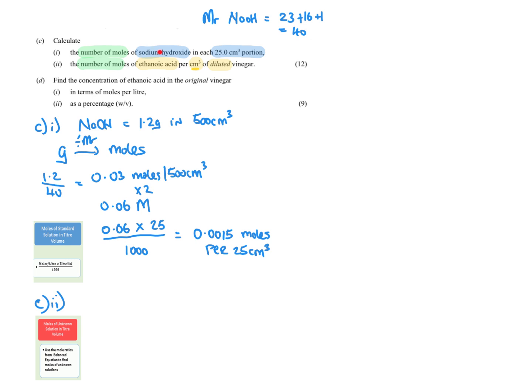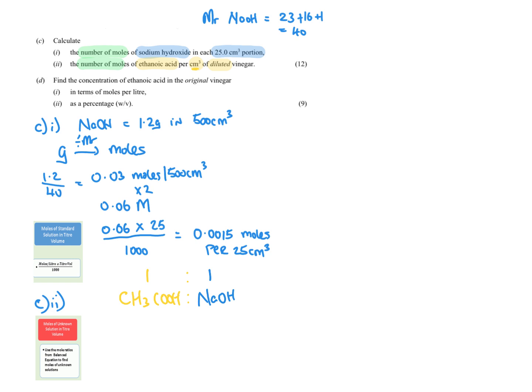Our unknown here is ethanoic acid. Now, instead of per titer volume, we're looking at it per centimetre cubed. So we'll get to that in a few minutes. So we can use the moles ratio from our balanced equation to figure out this solution. So we know that from our balanced equation, we have CH3COOH is to NaOH. So we know straight away that that is a 1:1 ratio.